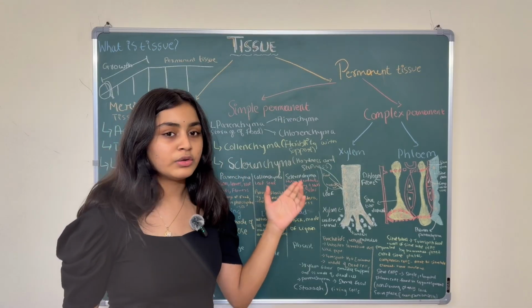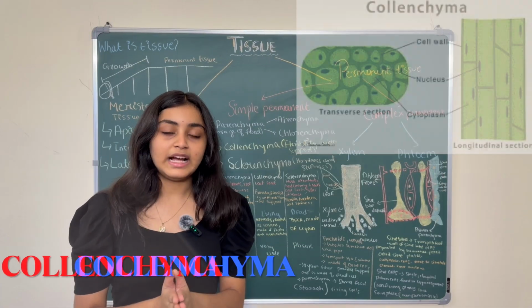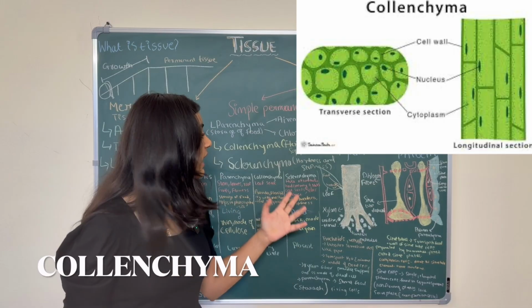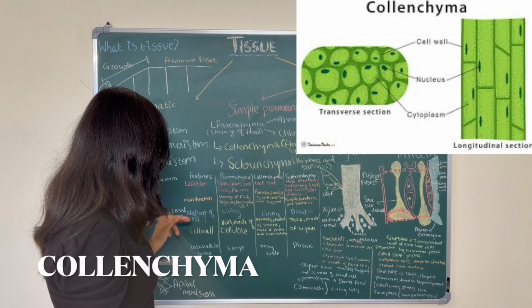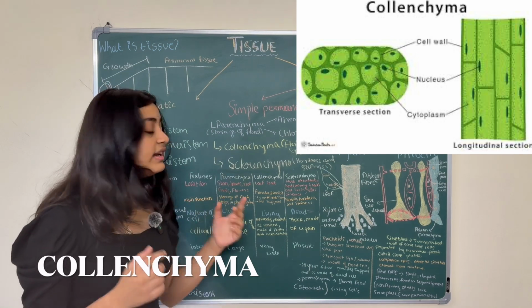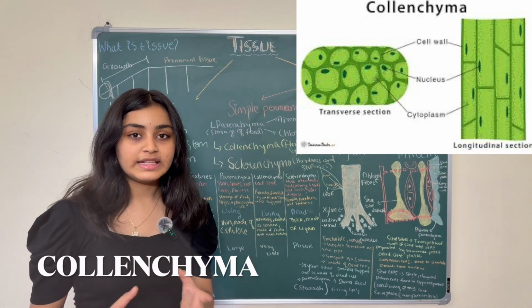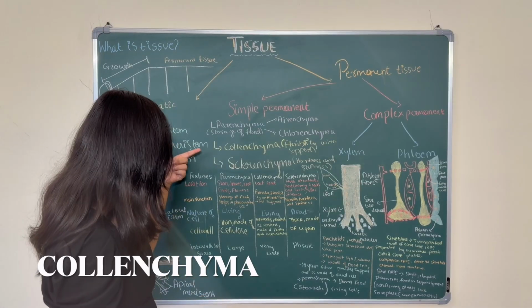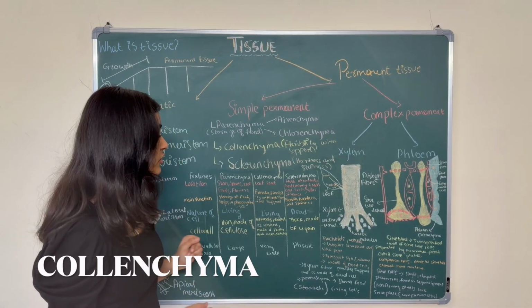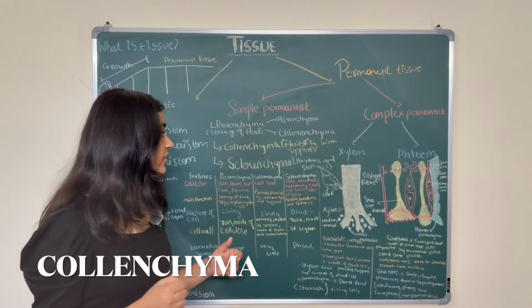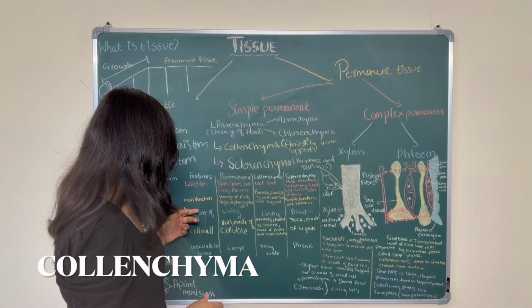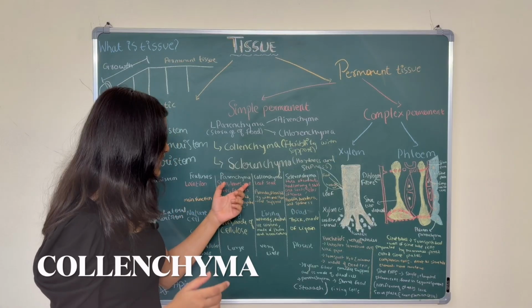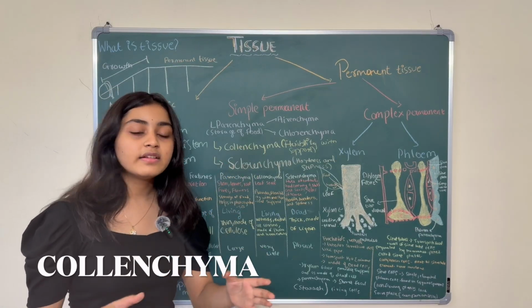Now moving on to collenchyma. Collenchyma mainly helps in flexibility and support. It is mainly found in the leaf stalk or the stem. The main function of collenchyma is to provide flexibility and support to the entire plant. Now the nature of the cell: collenchyma is a living cell.